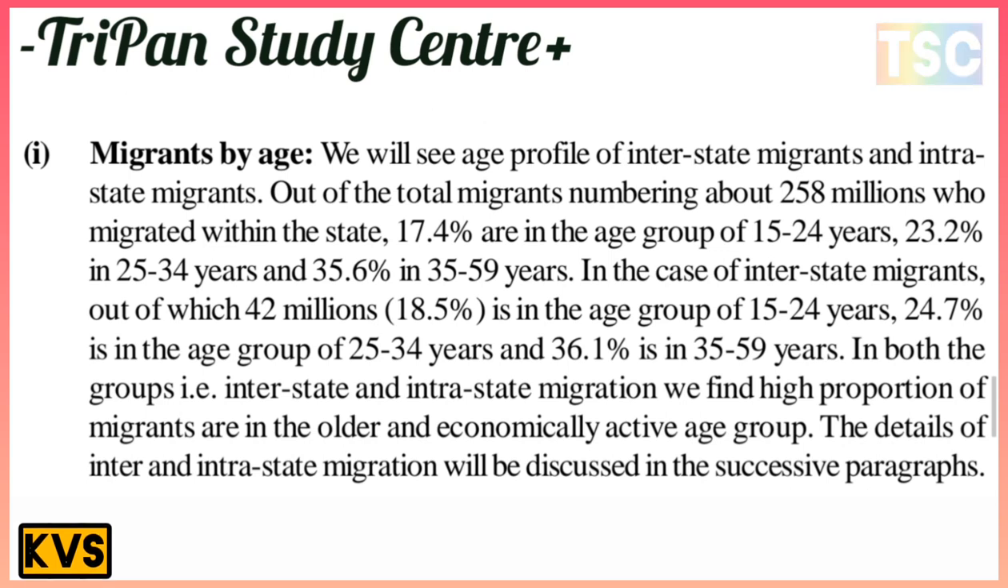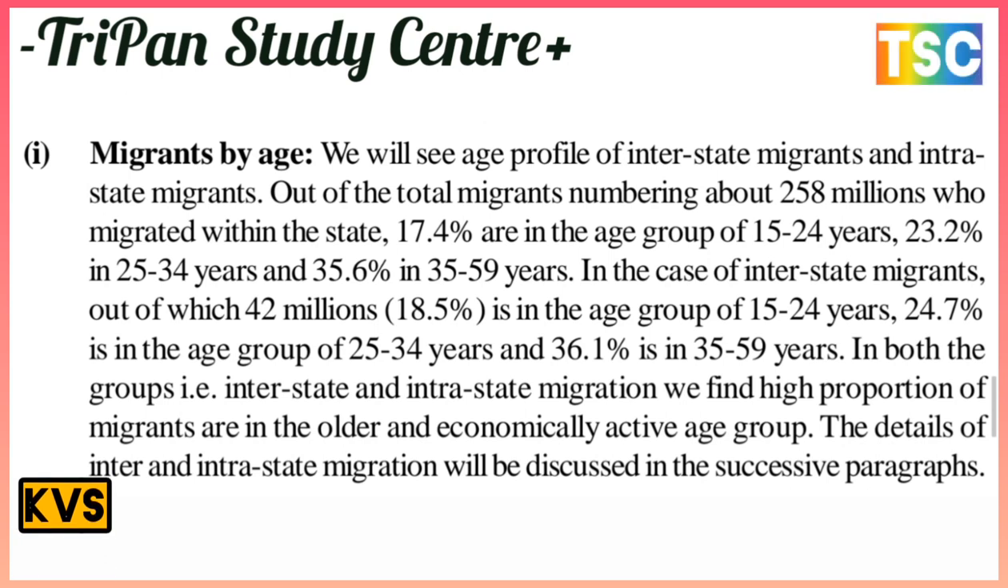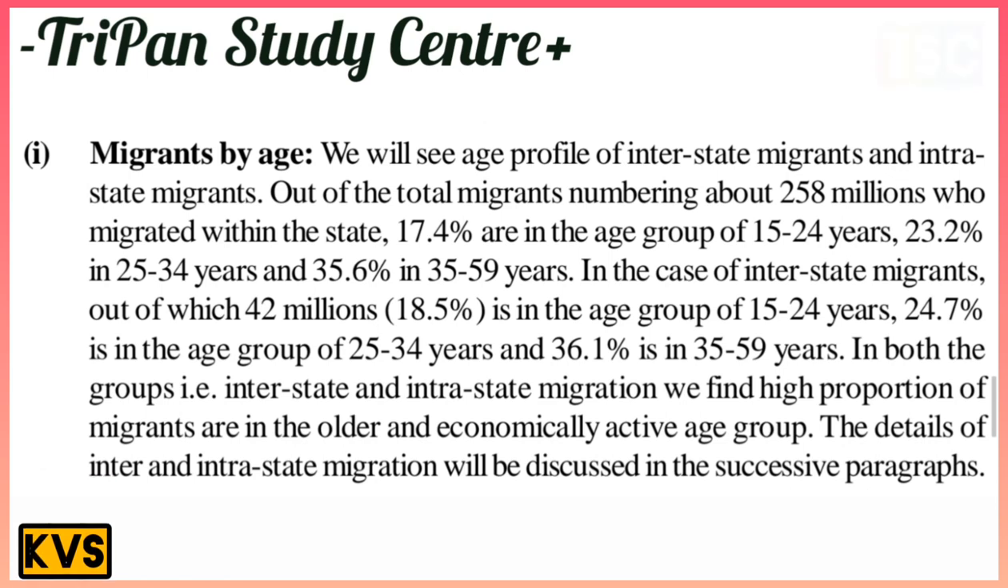In the case of interstate migrants, out of 42 million, 18.5 are in the age group of 15 to 24 years, 24.7 are in the age group of 25 to 34 years, and 36.1 are in 35 to 59. In both groups, interstate and intrastate migration, we find a high proportion of migrants are in the older and economically active age group. The detail of inter and intrastate migration will be discussed in the successive paragraphs.